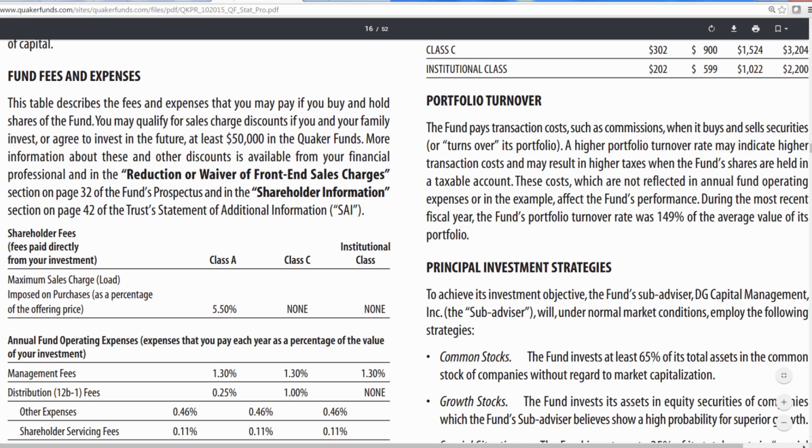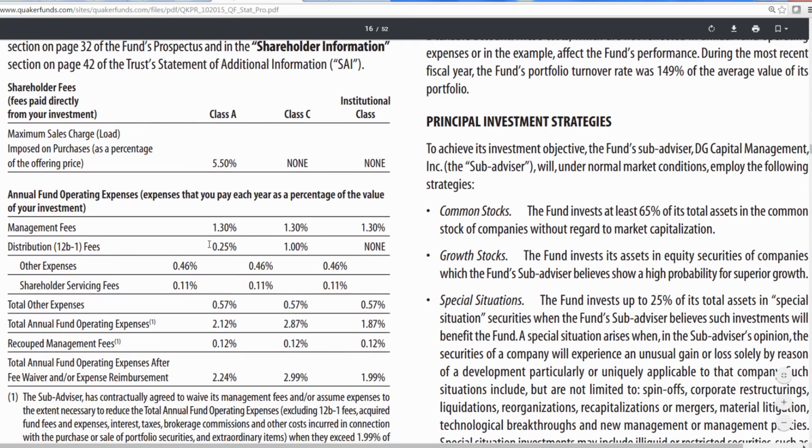But either way, that's pretty high. But even if I was a Class C share, you can see these are the management fees, 1.3. You know, they break down the fees, and there's 12b-1 fees. So these are extra fees that are loaded, wrapped up in your expense ratio. These are your annual expenses. They got some other stuff here, fund operating expenses. They got all sorts of stuff in here. The bottom line is that you're going to pay 2.24 or 2.99, depending on the class of share you're buying, every year just to hold that.